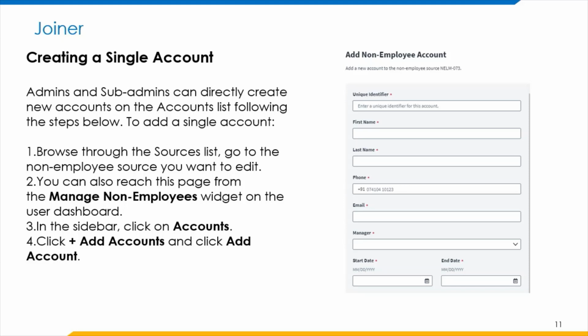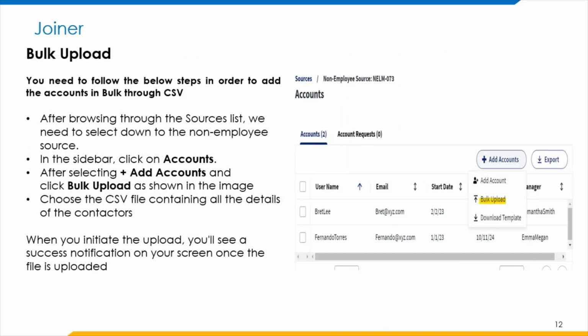Manager: choose a manager from the drop-down list or start typing to see the name that matches the characters you have added. Start date: select the anticipated start date for the non-employee. End date: select an anticipated end date for the non-employee. After filling in all the data, click on submit. The identity will be created on the tenant. And coming to the next slide, bulk upload.